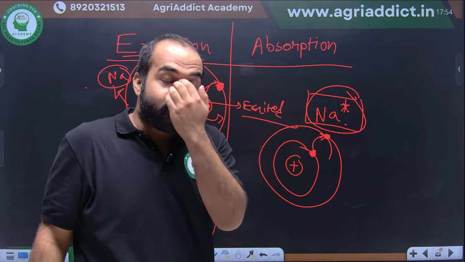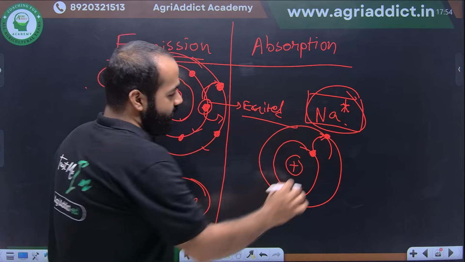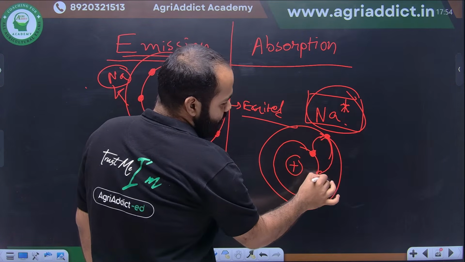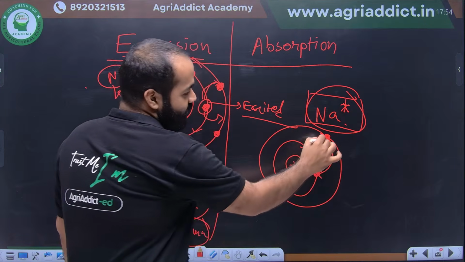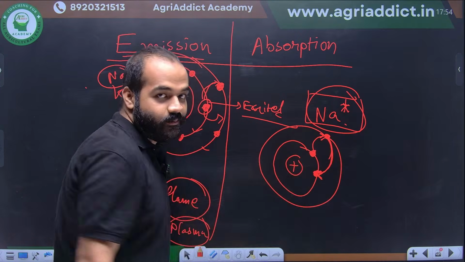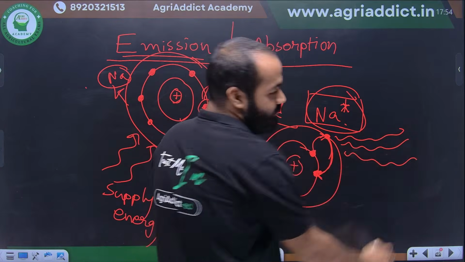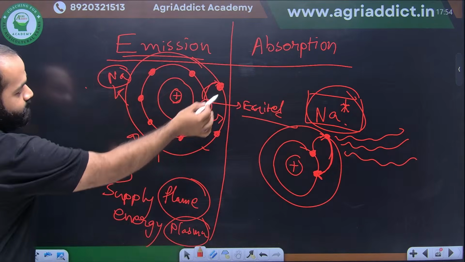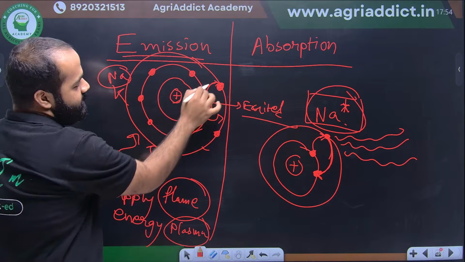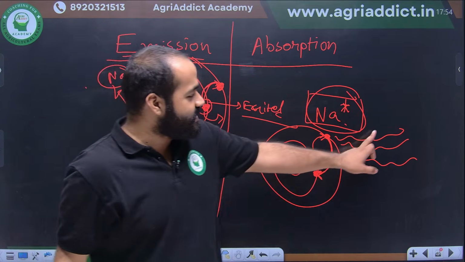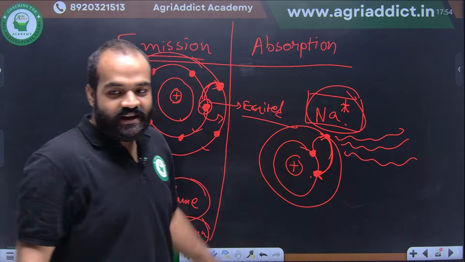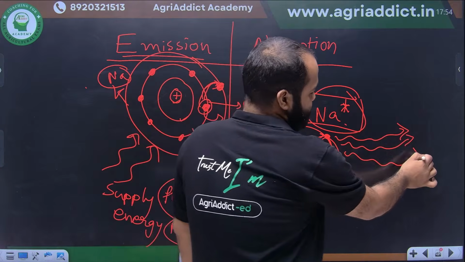So for going back to the ground state, what does it need to do? Again, this electron will come back to its original orbital. But when this electron comes back to its original orbital, it will emit the energy that it had absorbed previously. It releases the same energy it absorbed to make the jump, and then comes back. Now this release is characteristic.